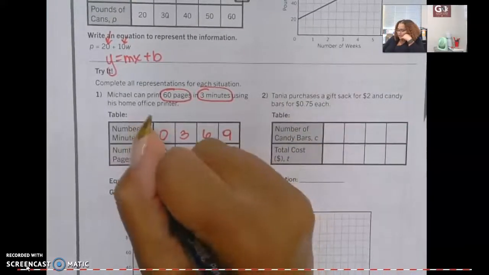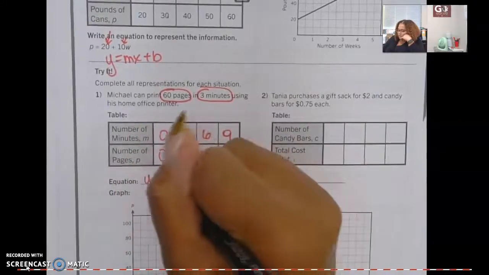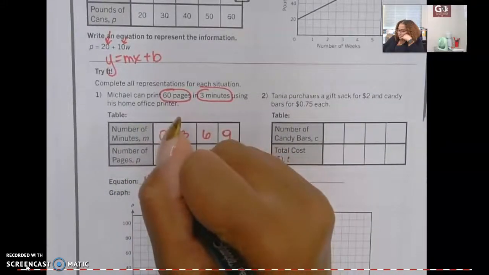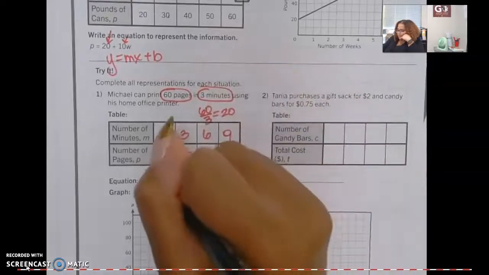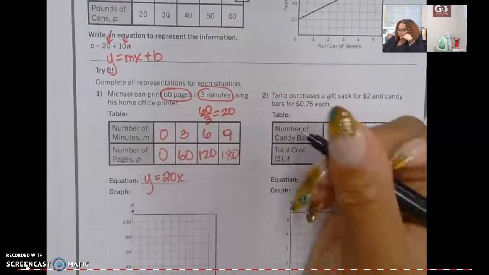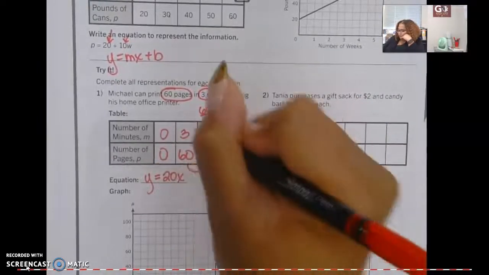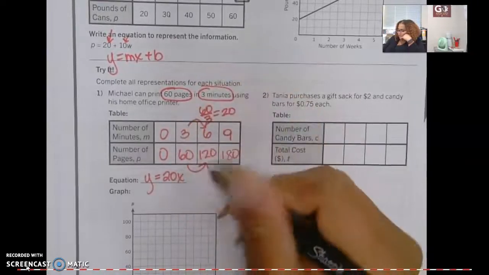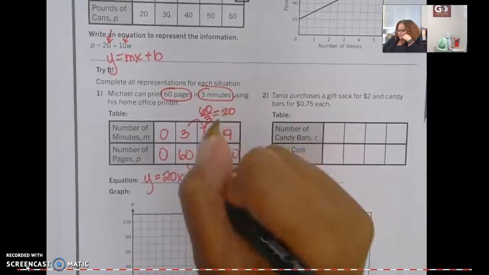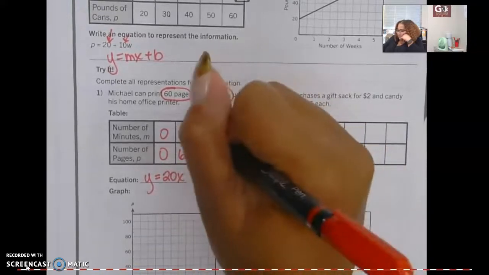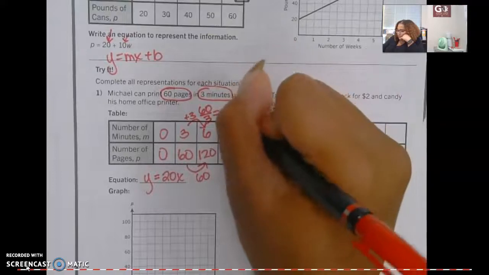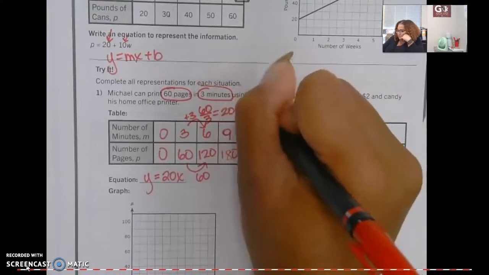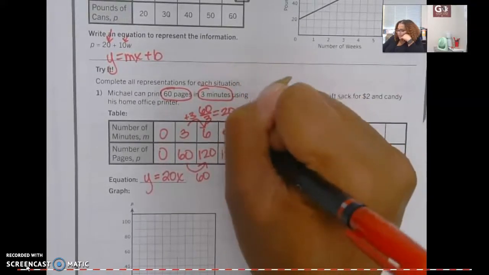So then that equation is y equals, find the rate of change, my bad, 60 over 3, which is 20, 20x. The rate of change is found by finding the change here. So 60 to 120 is 60, and then 3 to 6 is 3, and that's the 60 divided by 3, which is 20 pages per minute.